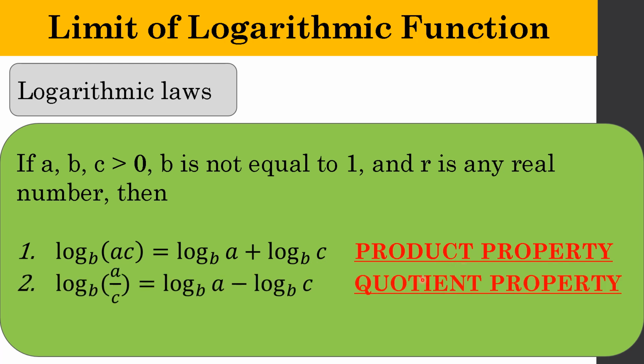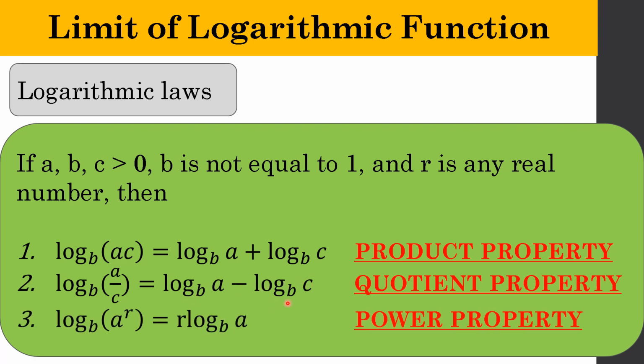Second law is known as the quotient property. We have log of a over c to the base b is also the same as log of a to the base b minus log of c to the base b. And the third law is the power property. That is log of a to the rth power to the base b is equal to r times the log of a to the base b. So itong tatlong law ang kakailangan natin to find the limit of your logarithmic function.